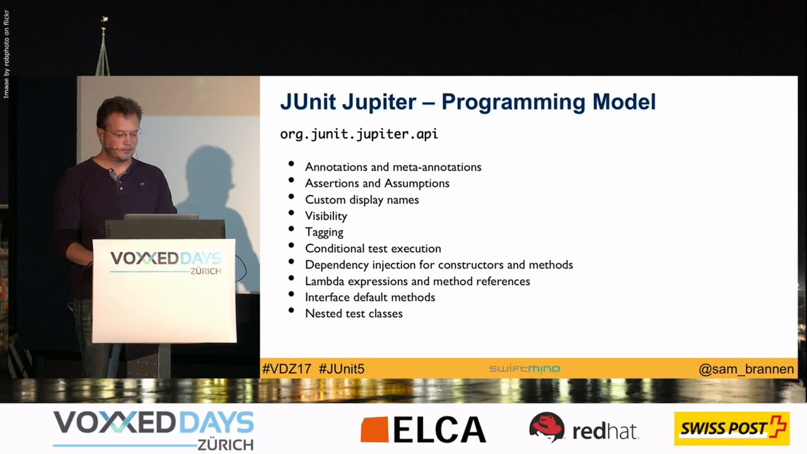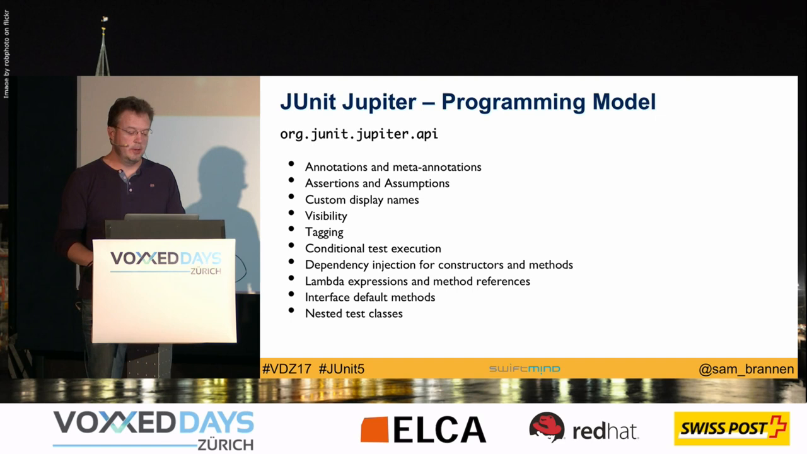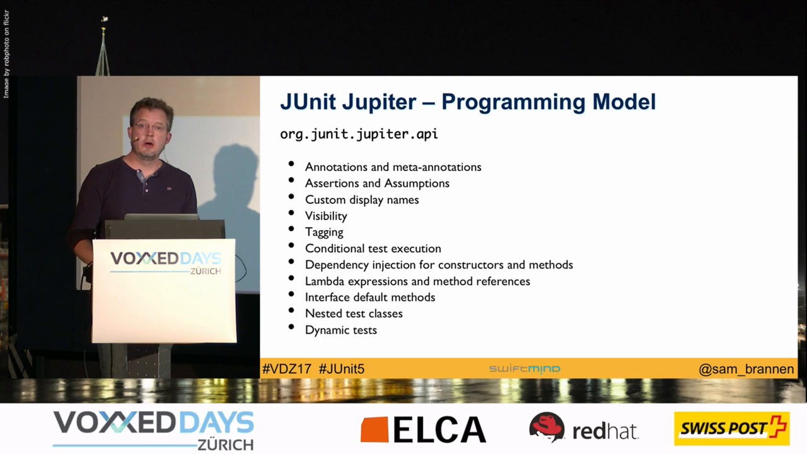Nested test classes, that's something brand new. There are some custom runners out there in JUnit 4 that allowed you to do that. It's basically a way to have classes nested inside another test class just for basic structural reasons. And dynamic tests, so that's an easy way to use lambda expressions and streams and stuff like that to, on the fly, generate tests that you don't know about in advance.